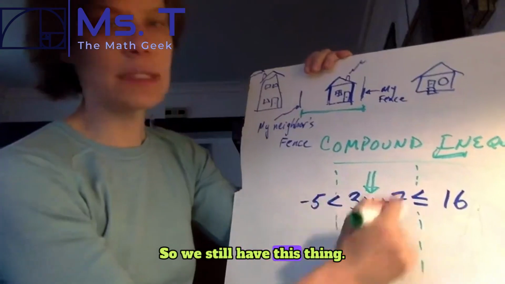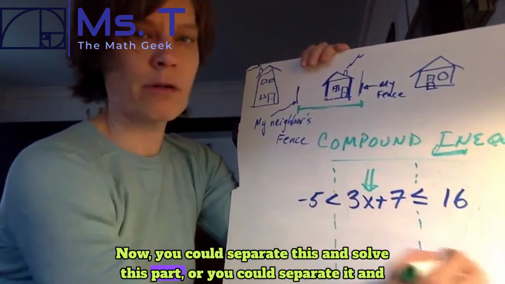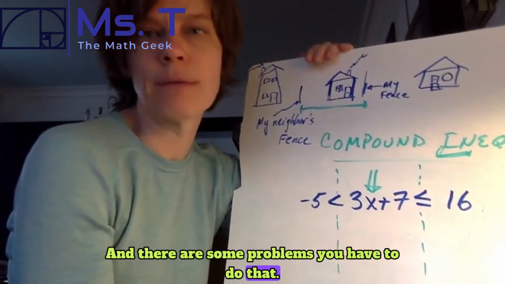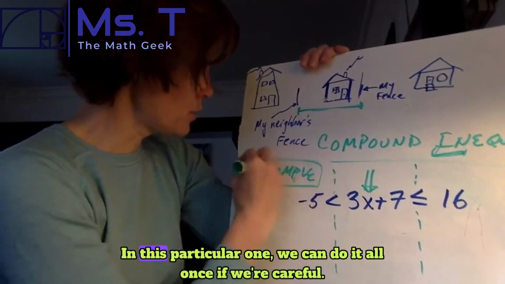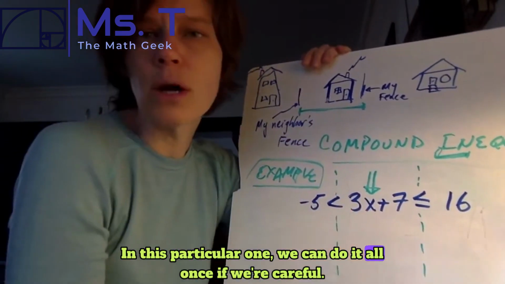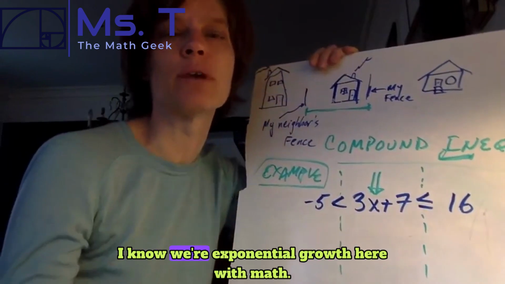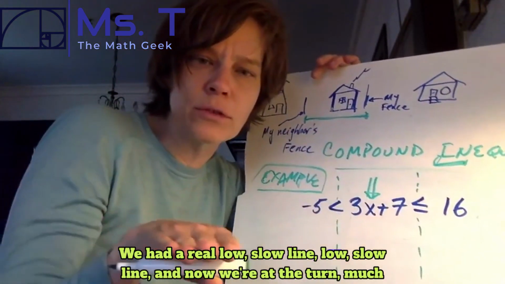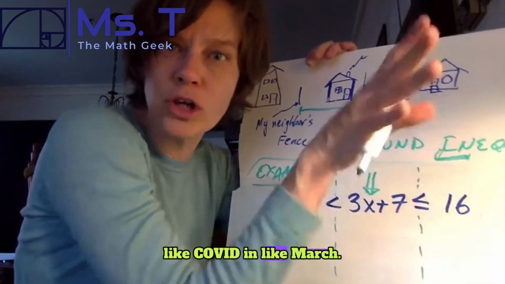So we still have this thing. Now, you could separate this and solve this part, or you could separate it and solve this part. And there are some problems where you have to do that. But this particular one, we're going to say example. In this particular one, we can do it all at once if we're careful. See, we're building quickly. I know, we're exponential growth here with math. We had a real low, slow line, and now we're at the turn, much like COVID in March.